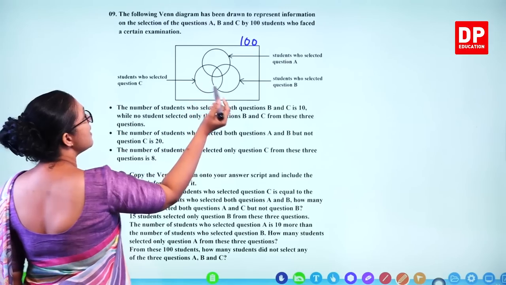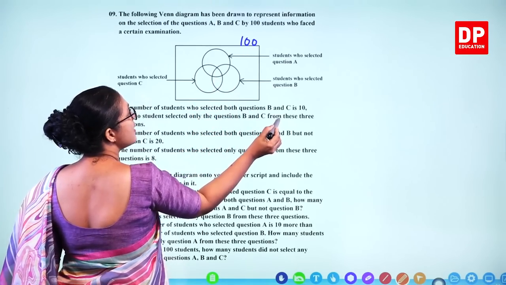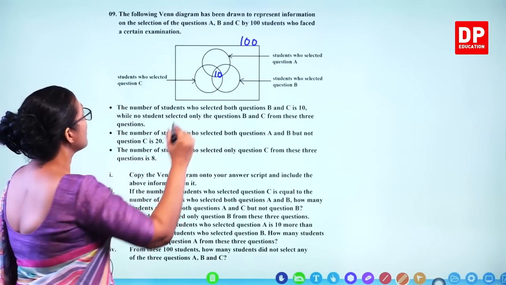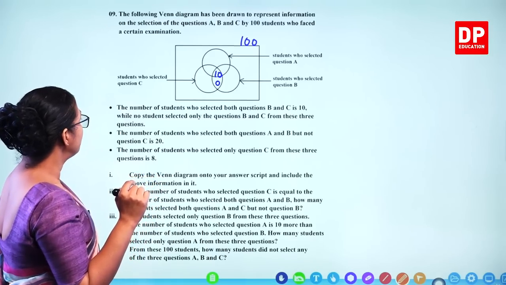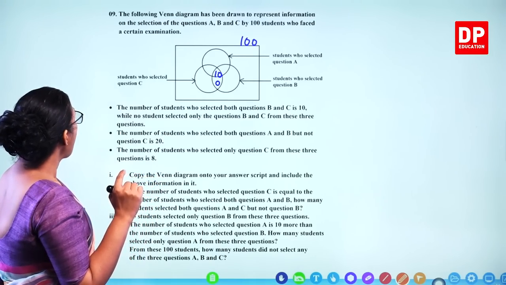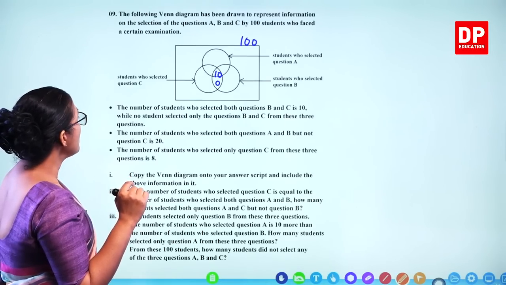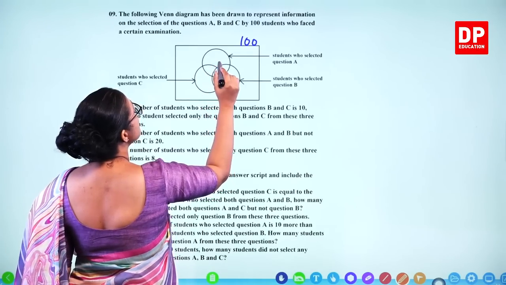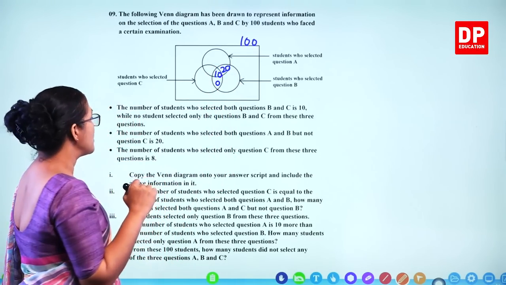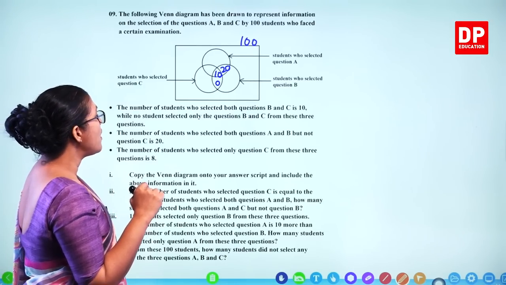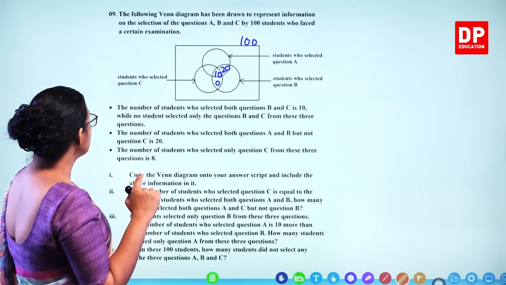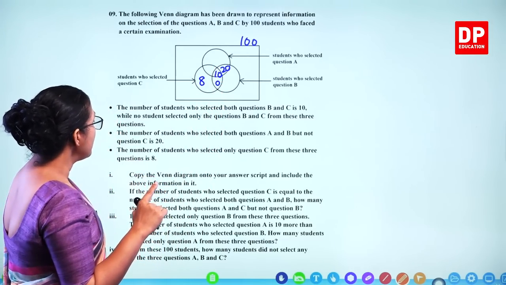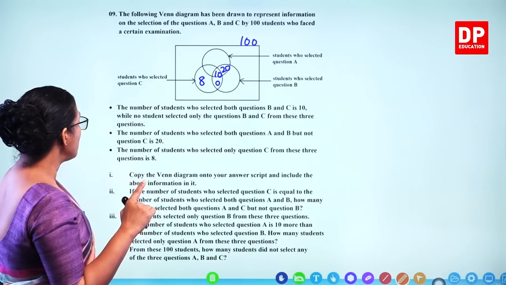So B and C only, there are no students, and together 10 means this is 10. So this is 0. We can put 0 there. Nobody's there. The number of students who selected both questions A and B but not C is 20. A and B but not C, that's 20 here, means this one is 20. The number of students who selected only question C from these three questions is 8. So that's 18. Copy the Venn diagram onto your answer script and include the above information in it.